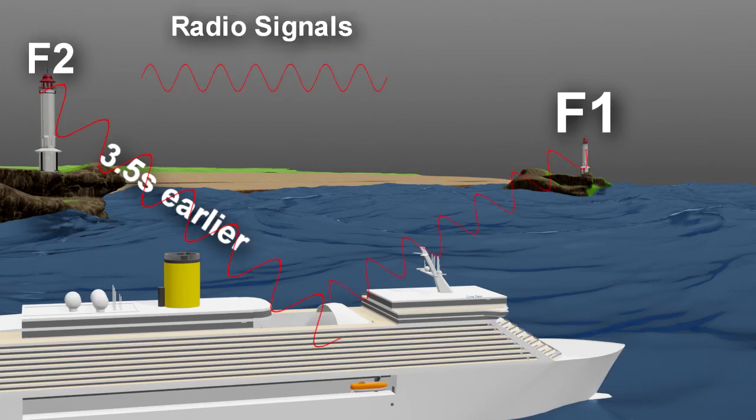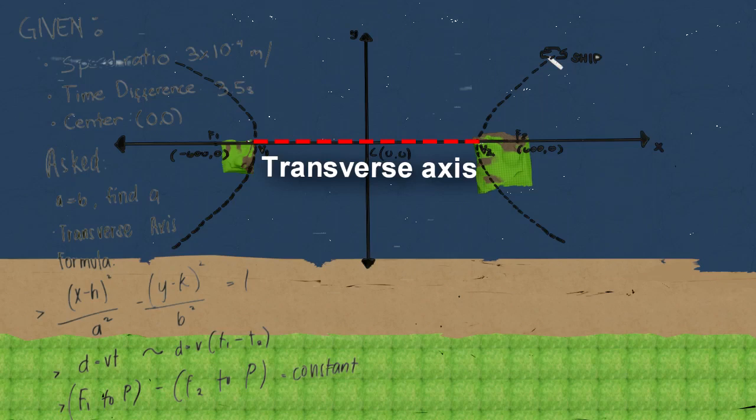Assume that the messages, sent as radio signals, traveled at a constant speed of 3 times 10 raised to negative 4 meters per microsecond. The following are the givens for the problem above. Speed ratio, 3 times 10 raised to negative 4 meters per microsecond. Time difference is 3.5 seconds. The center is (0, 0). What is asked for the problem is, if A equals B, we need to find A.